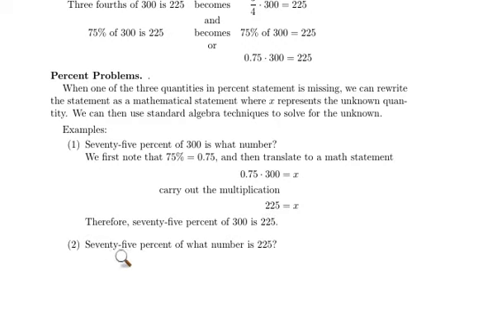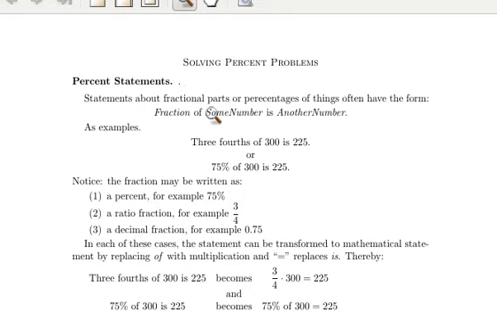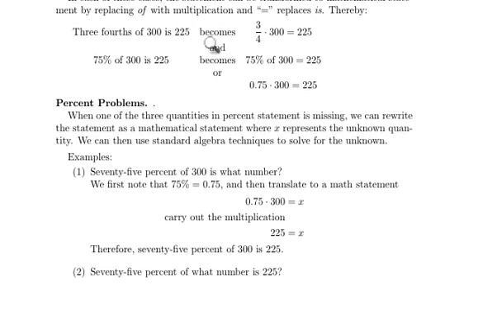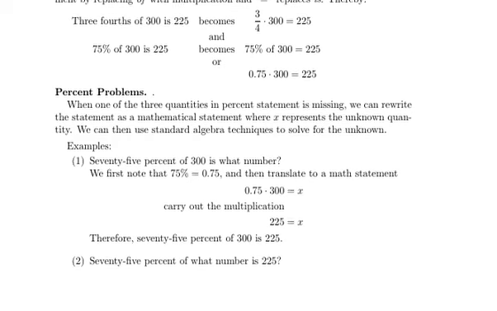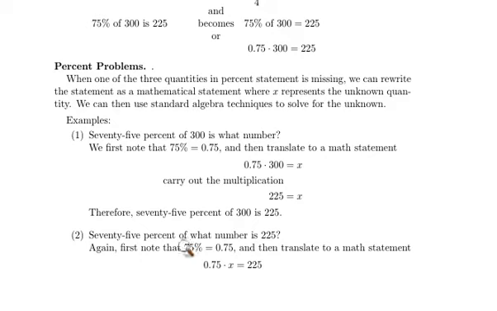So here's our second problem. 75% of what number is 225? Remember the general statement that we were looking at up here earlier: fraction of some number is another number. Suppose that it's the number that is the missing piece of information. So 75% of what number is 225? So we'll translate that to a mathematical statement. Again, first of all, we'll note that 75% is the same as the decimal 0.75. So 0.75 times x is this 225.